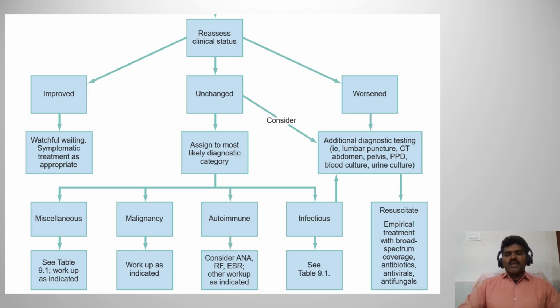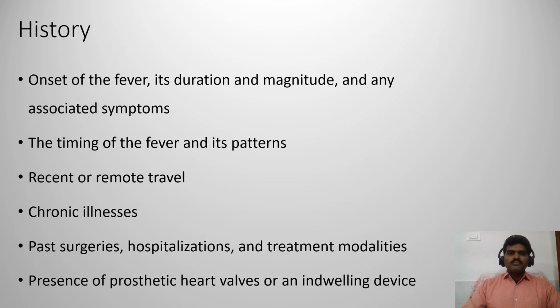Collect history about any chronic illnesses, any past surgeries, hospitalizations, and treatment modalities which can give you a clue about the source of infection. Presence of any prosthetic heart valves or any indwelling device should be carefully noted because that might be the focus of infection. History of any skin infections in close family members or close contacts, which can transmit by contact. Medications, including any antipyretics. The patient might be afebrile when he presented to you in the emergency department, but he might have taken antipyretics, which is the cause for being afebrile now. So you need to take history about taking any antipyretics. Change in mental status, difficulty in ambulating or some other functional decline will tell you how serious the illness is.